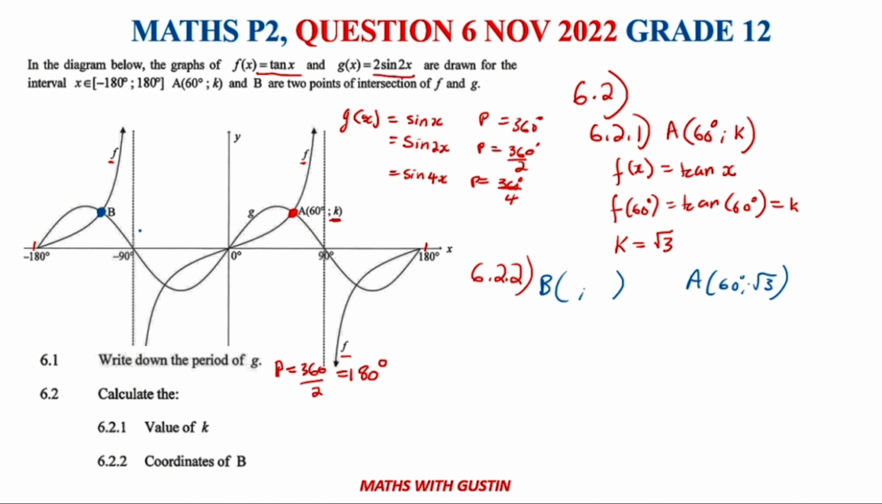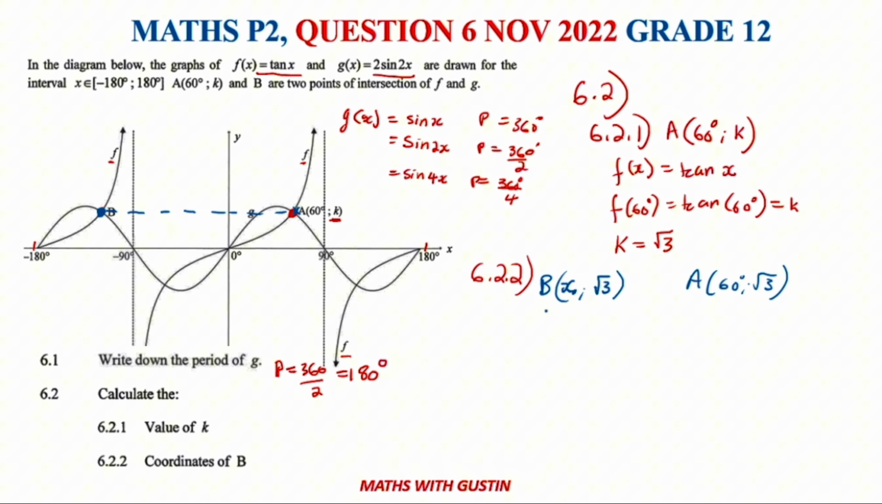If you have a look at these graphs, guys, at A and B, they are symmetrical to each other. They are sitting on the same y value. Can you get it? They share the y value because they are sitting on the same line. So the only thing we need to find here is the x coordinate of B.